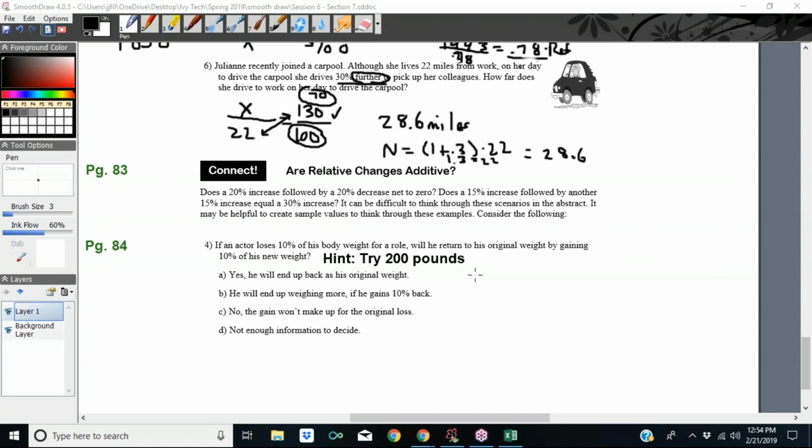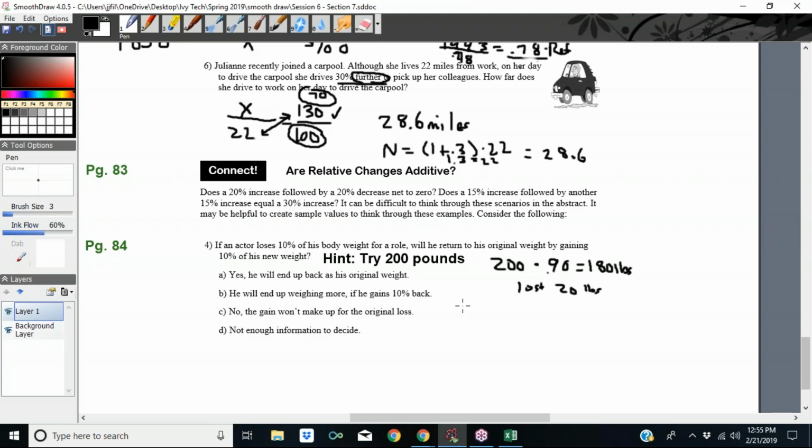All right, so let's look at this question. It says here, we want to know if he goes back to his original weight. So 200 pounds is what he starts with, and he's going to lose 10%. So that means he's going to be 90% of his weight. So 200 times 0.90 is 180 pounds. So he lost 20 pounds, right?